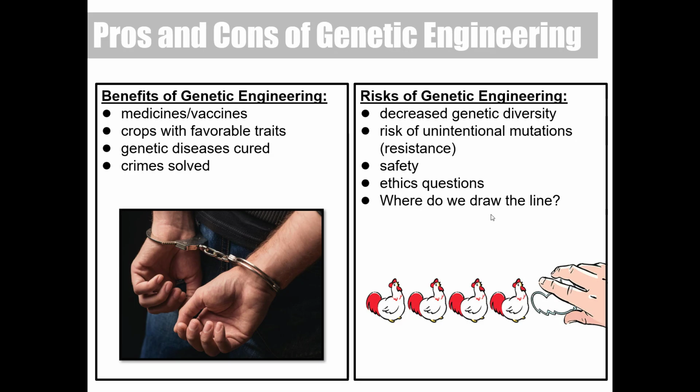Bottom line, genetic engineering is a newer technology, and so we don't really know the long-term implications because it hasn't been studied long-term. We do know that in agriculture, when we use genetic engineering and GMOs, this does decrease genetic diversity. And we're going to talk about that more when we get to our evolution unit. There's also a risk of unintentional mutations and biological resistance that comes with that. Again, we're going to talk about this more when we get to evolution.